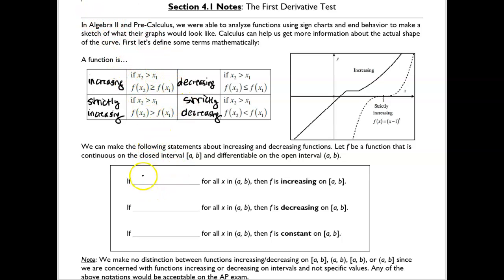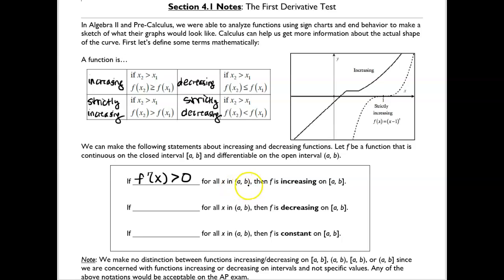So what we're going to say is if f prime of x is greater than 0 for all x in an open interval a to b, then f is increasing on the closed interval a to b. So we're not really particular about the points. We don't talk about if a point is increasing or decreasing. We talk about an interval increasing or decreasing.